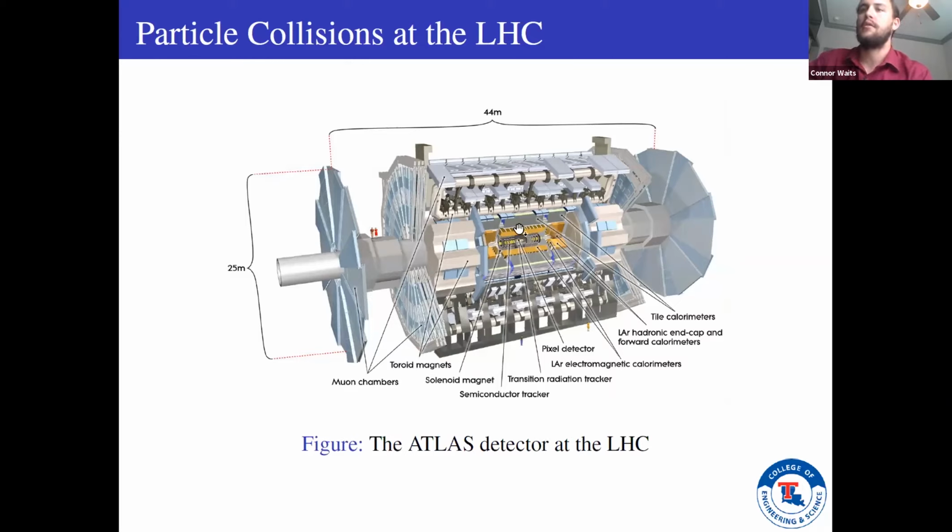And surrounding the collision center is a series of magnets that track the path of the radiation, and calorimeters that measure the energy, and they catch pretty much just about all radiation produced by the collision. And notice how massive this detector is. These are two humans for scale to show how big this thing is.